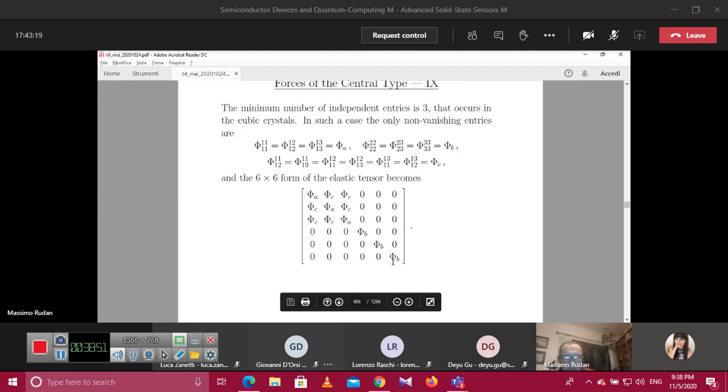Then the lower block is purely diagonal, and its elements are equal to each other on the diagonal, and we call them phi B, but phi B is different from phi A and phi C. So eventually, for a cubic crystal, we end up with this form of the tensor in which only 3 elements are non-zero and different from each other.